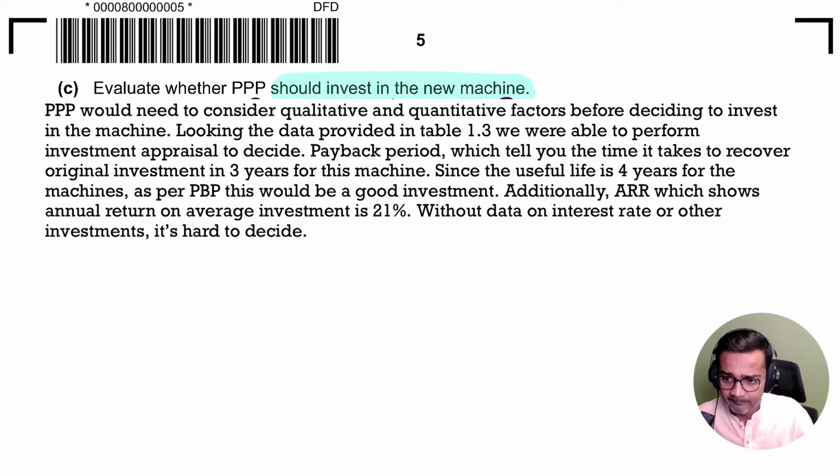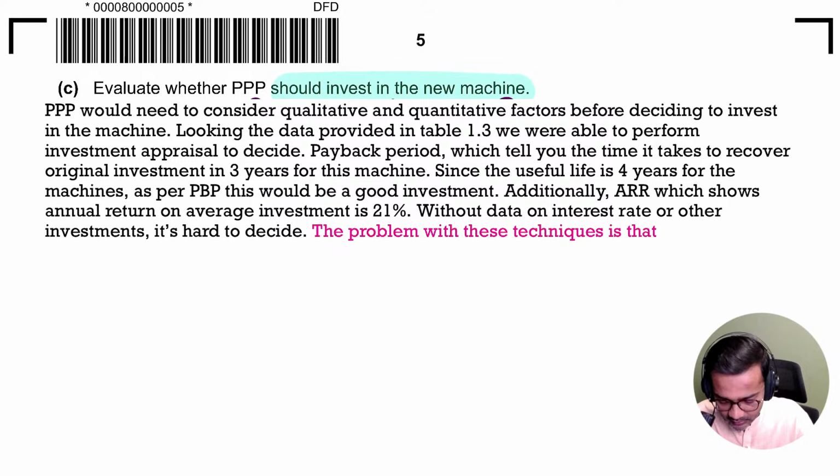Okay, now we've discussed both of them, given our judgment, but now we get to the main point, which is that both of these ignore time value of money. And which technique then takes care of all of that? NPV. So I'm going to use that as my evaluation here. Let me just use a different color so that it's obvious. So the problem with these techniques is that they ignore the concept of time value of money.